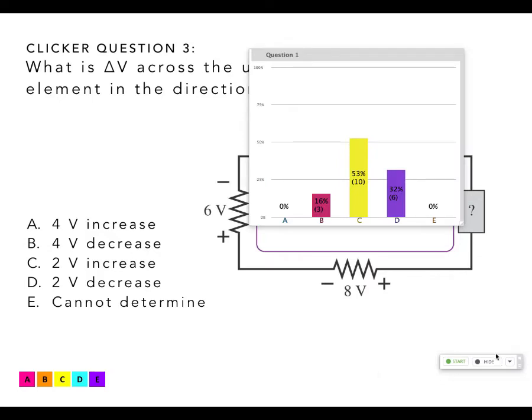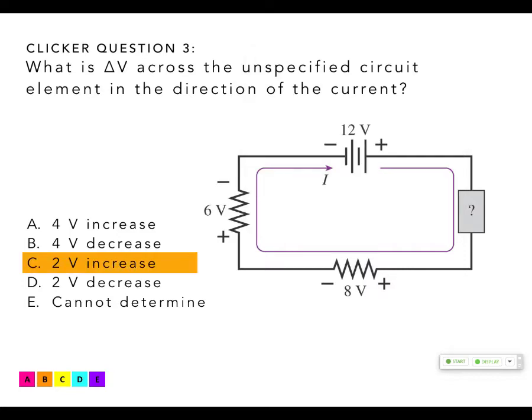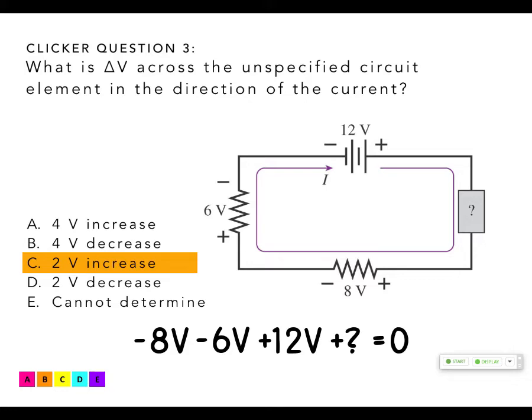B, C, or D? Please discuss. We'll vote again. Much better. Okay. So yeah, it's going to be a 2-volt increase. If you want to look at this, the current's going this way. Is this positive or negative 8? Negative 8, assuming we're traveling this way. So negative 8 minus 6, what's that? Negative 14. That's plus 12. So that means we're at negative 2. That means that has to be positive 2.